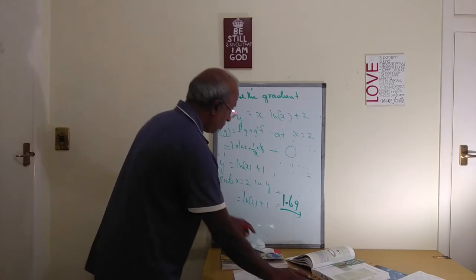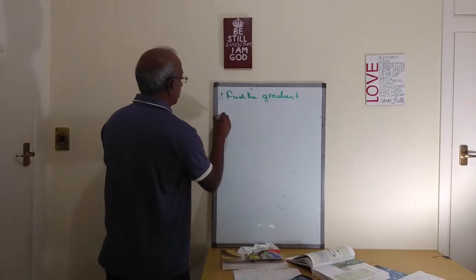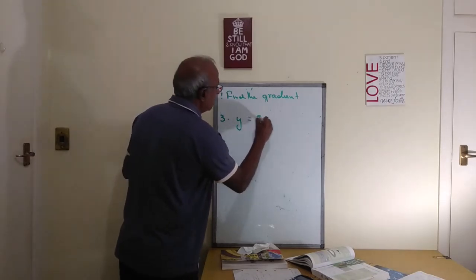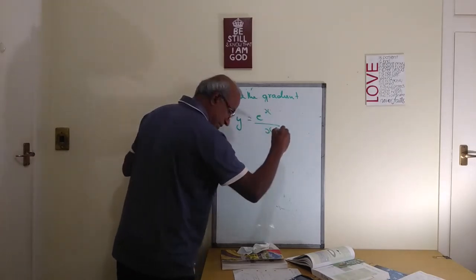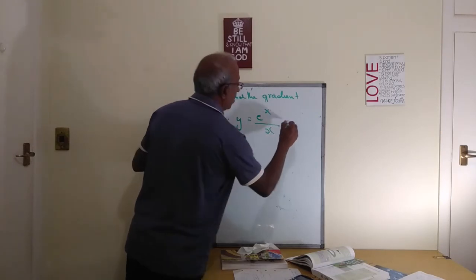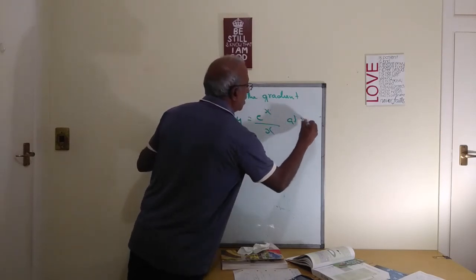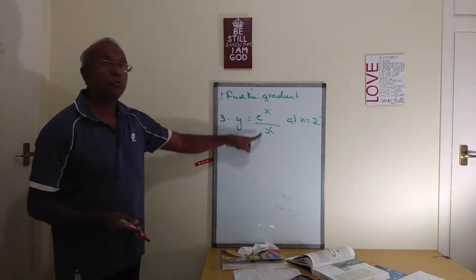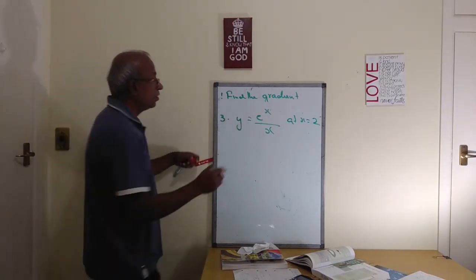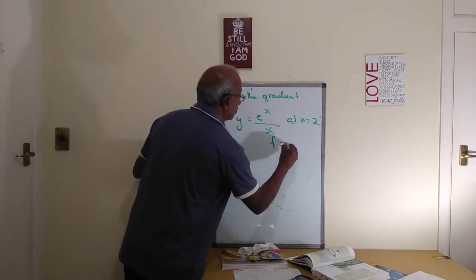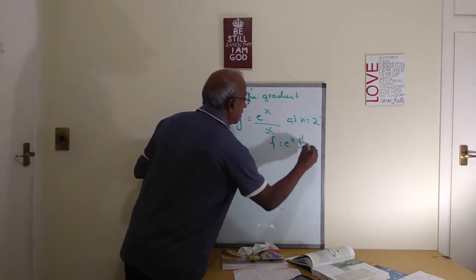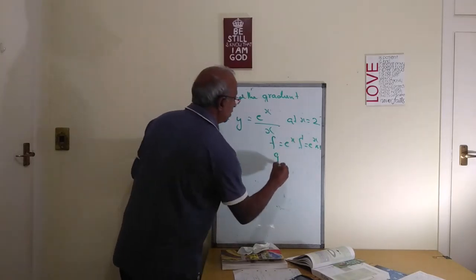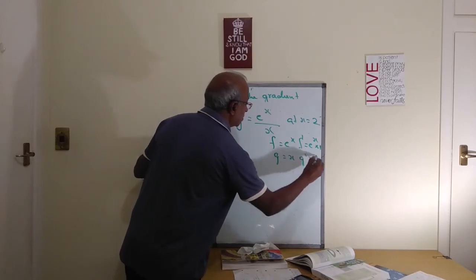Okay, let's do one more. Number 3. y equals e to the power x divided by x, and we are going to find the gradient at x is equal to 2. Alright, okay, when you look at this one, we are going to use quotient rule here. So we have f is equal to e to the power x, f dash is equal to the same function, we use chain rule times 1, g is equal to x, g dash is equal to 1.